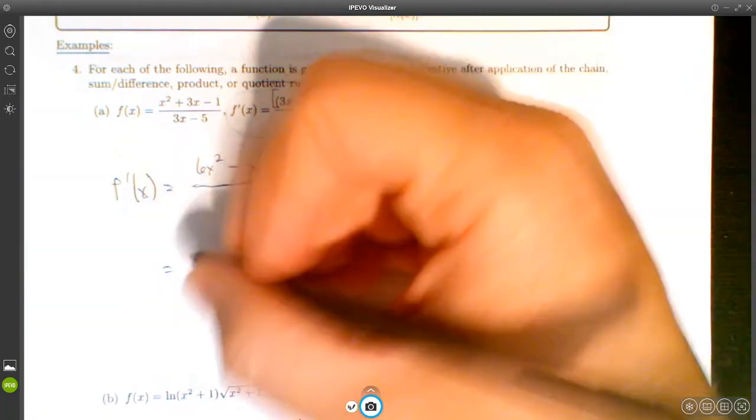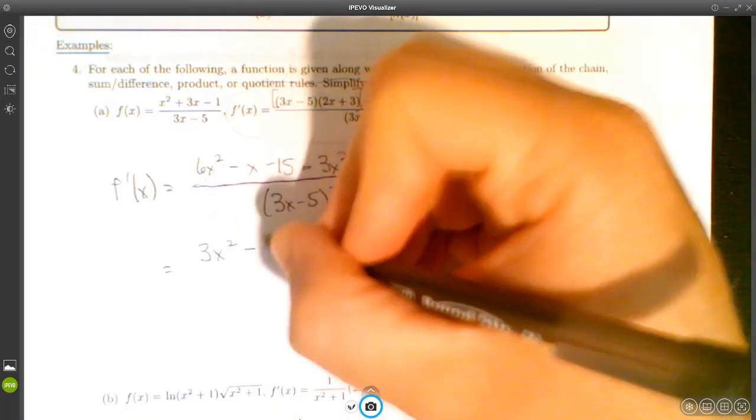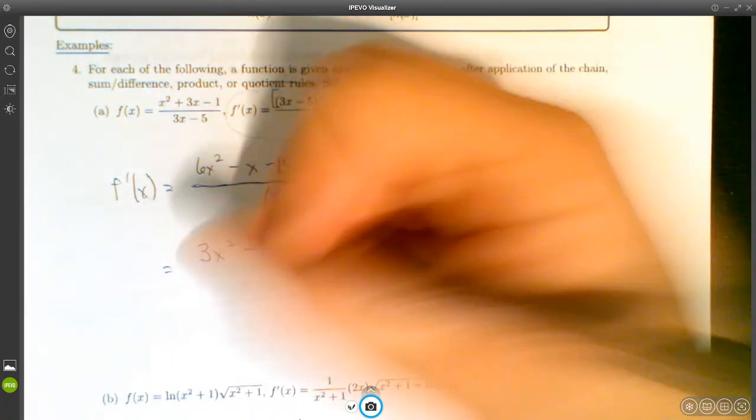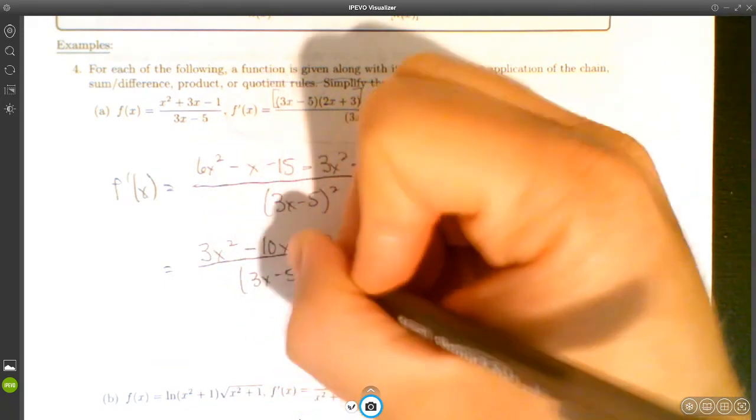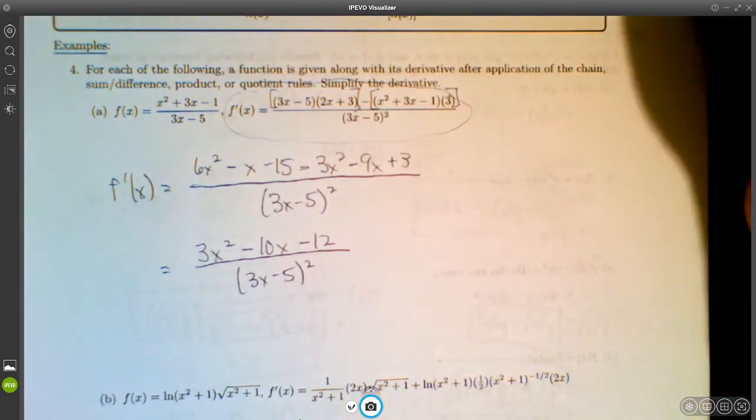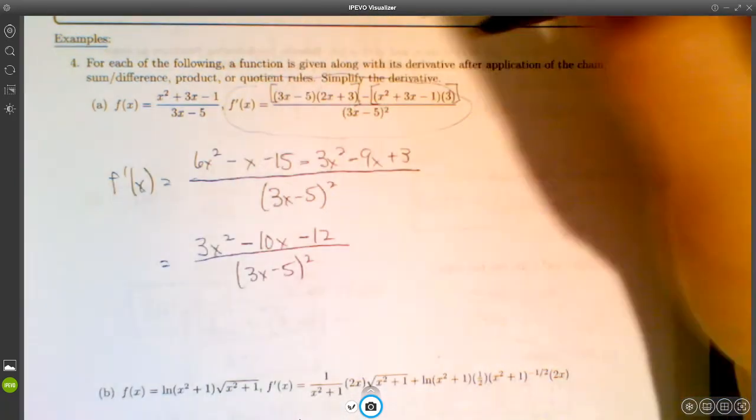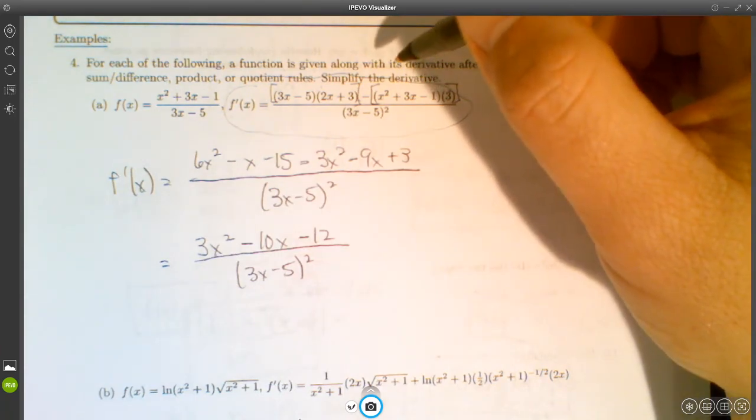Six x squared minus 3x squared is 3x squared. Negative x minus 9x is negative 10x. And negative 15 plus 3 is negative 12. Still not sure if we're going to get a 3x minus 5 out of this stuff. I kind of think we're not going to. It doesn't seem like it anyway.